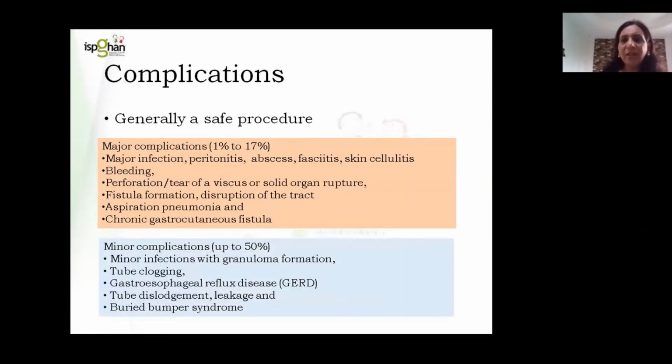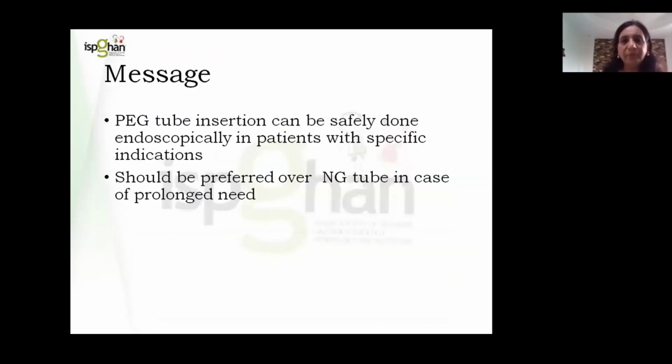Minor complications are common in up to 50% of the patients. There can be a minor infection with granuloma formation, which can be taken care of with local antibiotics. Sometimes the tube gets clogged. Reflux can increase after putting a tube. Sometimes the tube can get dislodged or there can be leakage. And rarely there can be buried bumper syndrome in the stomach.